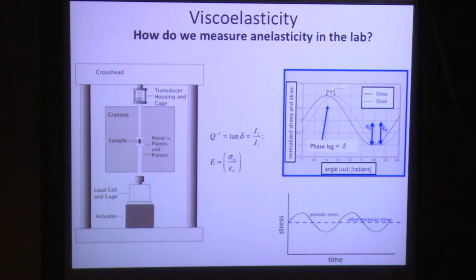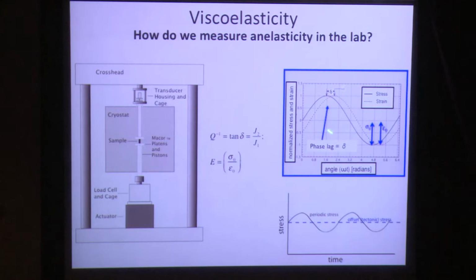What we're doing in the lab is applying a sinusoid of stress and measuring the sinusoid of strain that the sample is responding with, such that a perfectly elastic material would have no phase lag. But again, we established that does not exist. Any real material that has all of these defects inside will have some lag in the response between the stress and the strain, and we measure that lag. The tangent of that lag is attenuation, and again, that is the ratio of the imaginary to the real component of the complex compliance.